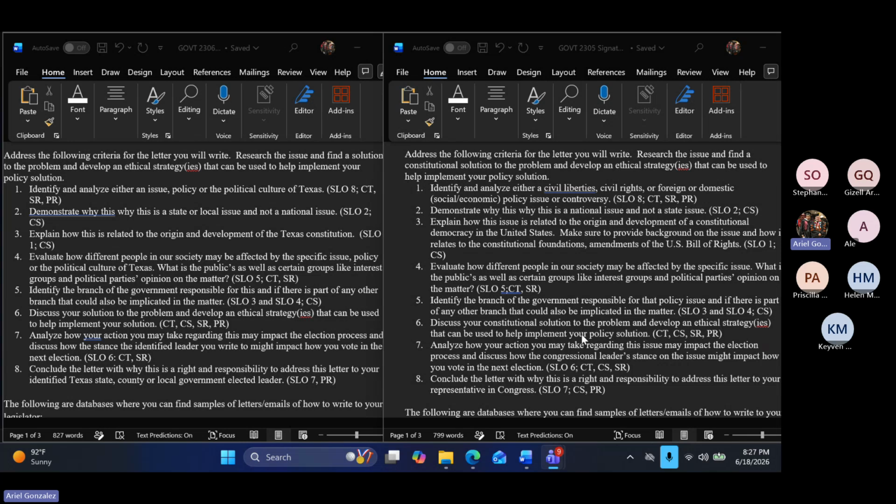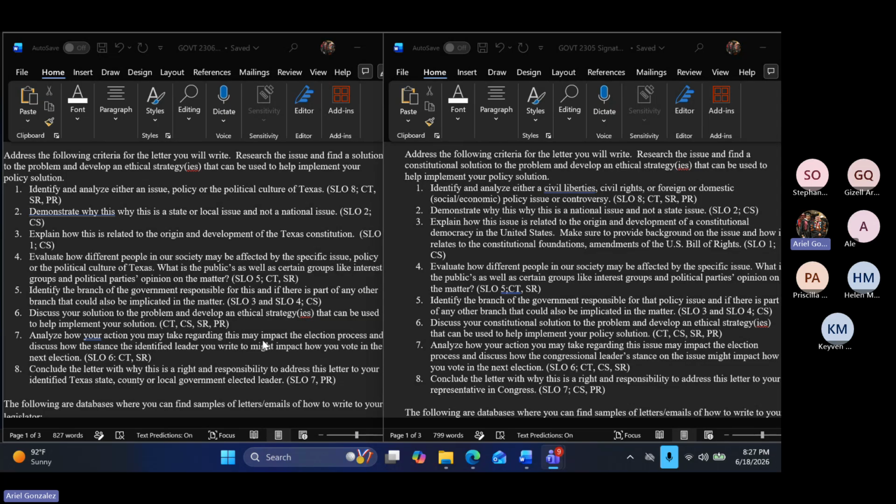Or maybe the conditions of the detention centers and the process in terms of how people are being detained in the detention centers. Should there be some sort of oversight? Should Congress be more involved in using their oversight authority, stuff like that? So these are things you could write about as well.